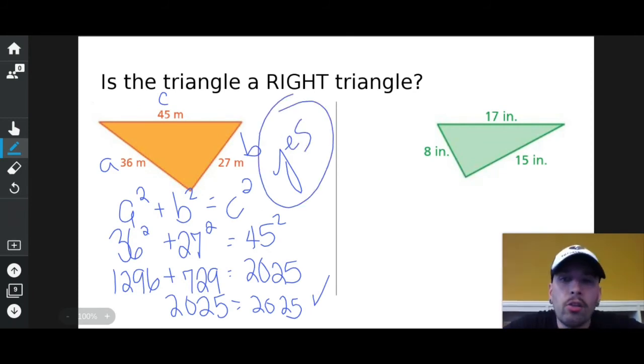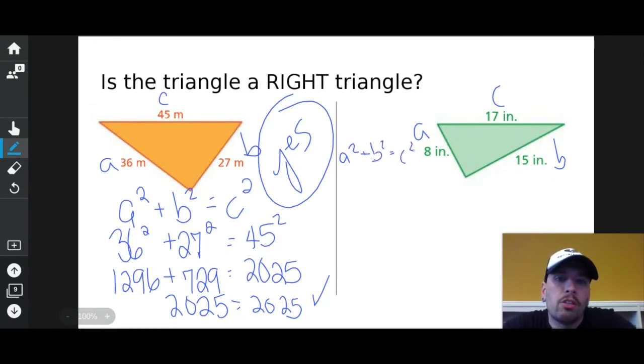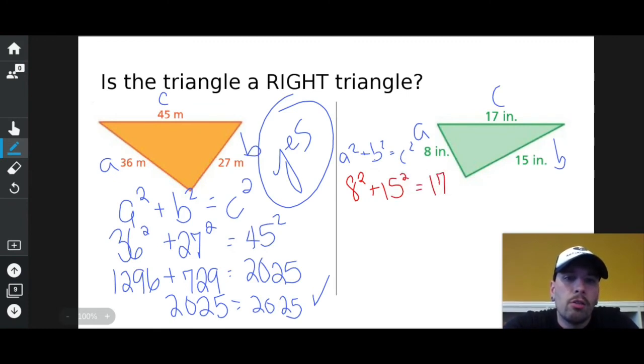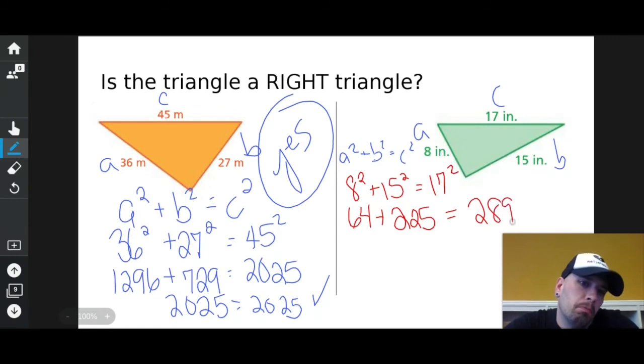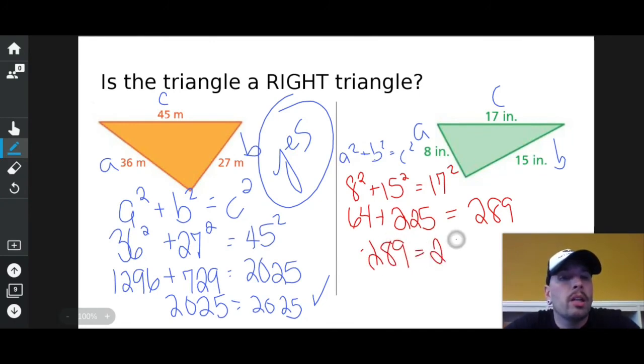So looking at that triangle, you would be C, and you can be A, and you can be B. So A squared plus B squared equals C squared. I called A 8, so 8 squared, plus B, 15 squared, equals C, 17 squared. 8 squared is 64. 15 squared is 225. What's 17 squared? 17 raised to the second power is 289. 64 plus 225 is 289. And 289 equals 289. Is this a right triangle?